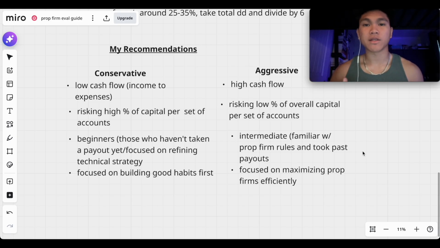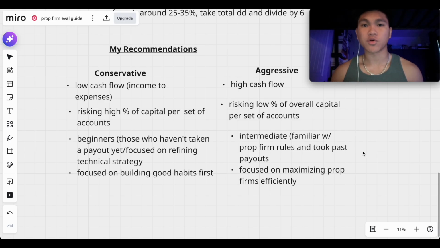Alongside this, I recommend it for beginners. So those who want to trade the prop firm route and are almost treating it like a live account. In that regard, they are focused on refining their own system, or they don't yet have the confidence of taking out multiple payouts. Essentially, if you're just trying to build good habits first and you're not quite in the scaling stage yet, then I recommend that you take the conservative approach.